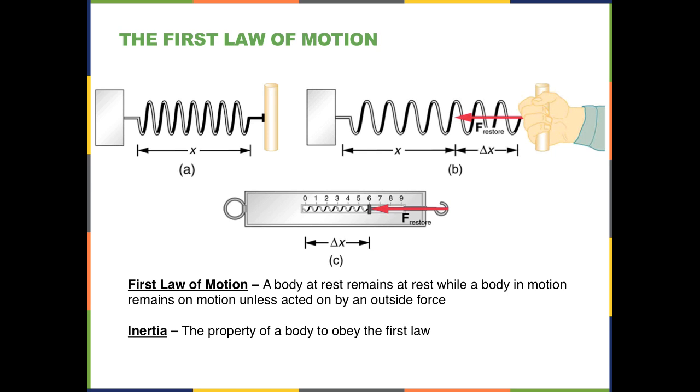Inertia is the property of any mass or any body to obey the first law of dynamics. The mass of an object is the measure of a body's inertia, and it's also equal to the amount of matter within that object or body.